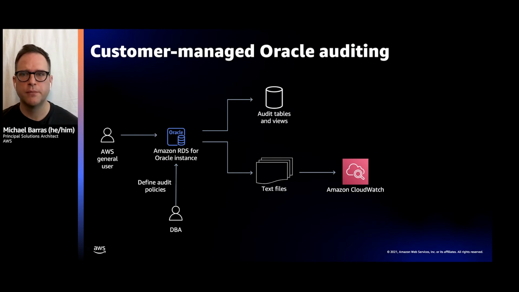So if we look at how this is put together, users connect to a database where the DBA has defined an audit trail and audit policies. Their actions are written to the audit trail, which is either recorded into the database or to text files, which can be published to CloudWatch. From there, you'll still need to figure out how to maintain, monitor, analyze, and alarm on these audit records, which can still be quite a bit of work.